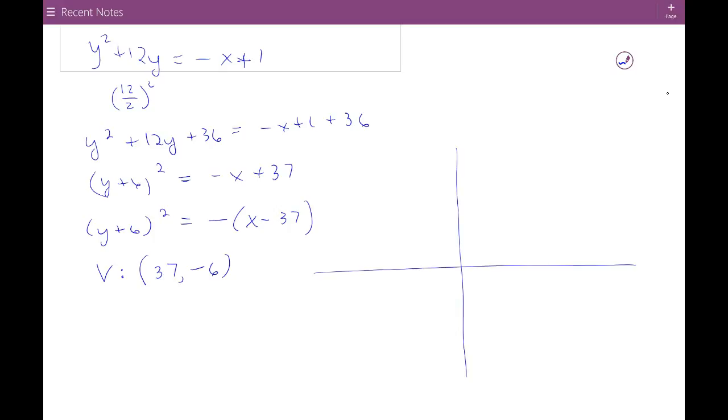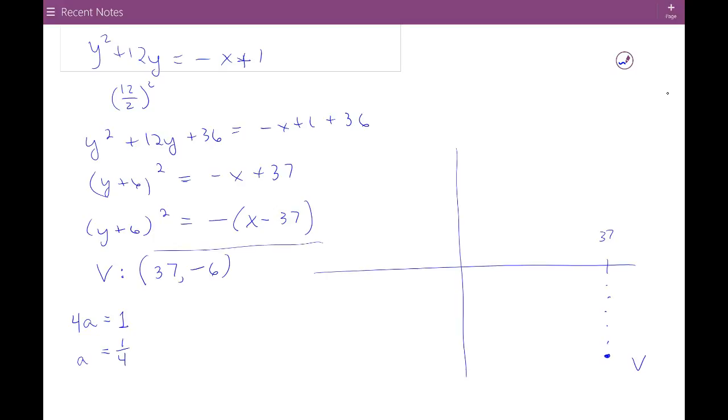So I'm going to do a really weird scale here and just say that's 37. So I have (37, -6) for the vertex. Well, now 4a is 1. So that's the focal diameter. This is a really narrow parabola. And the distance from the vertex to the focus is 1/4.